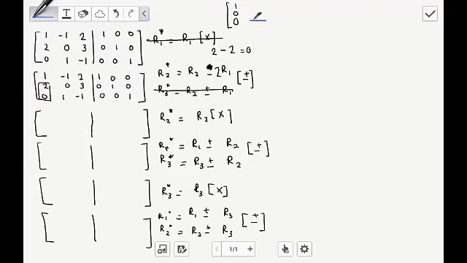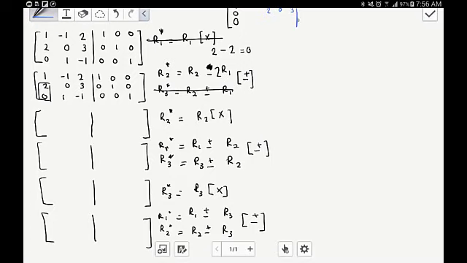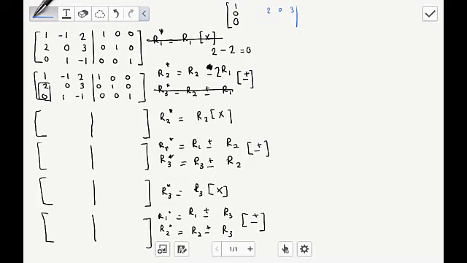So we're going to take row 2. This is for you to see what your answer should be. Row 2 is 2, 0, 3, followed by 0, 1, 0.